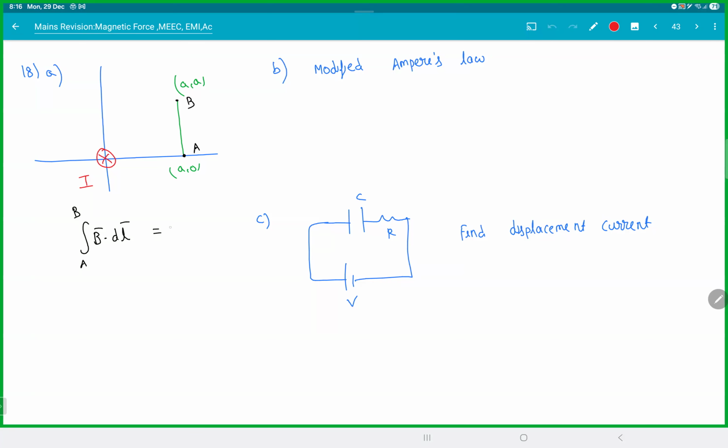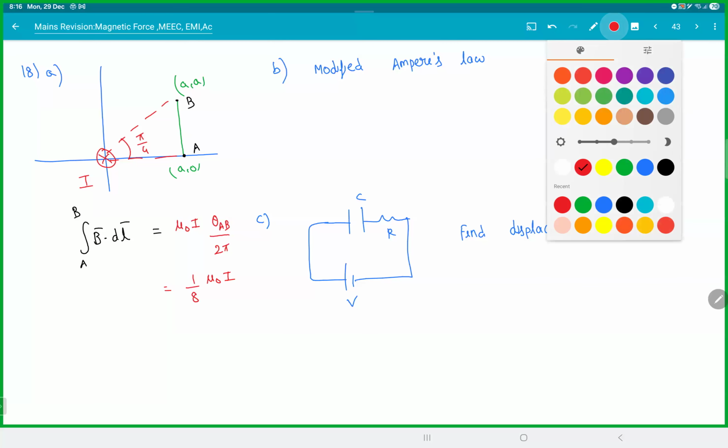So what about this guy? The formula here is mu naught I theta AB by 2 pi. So from here to here, this angle is pi by 4. So it should be in radians. Be careful. This will be mu naught I.